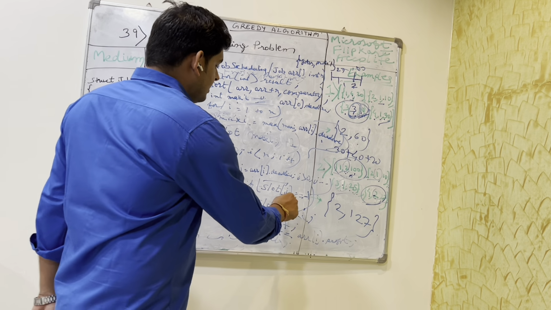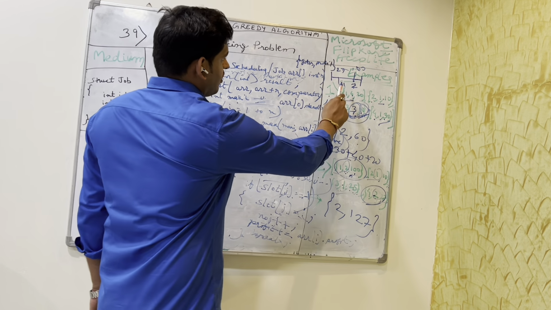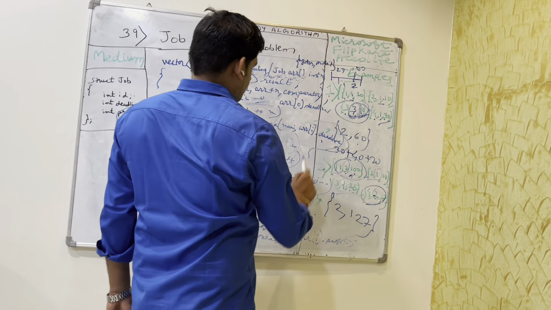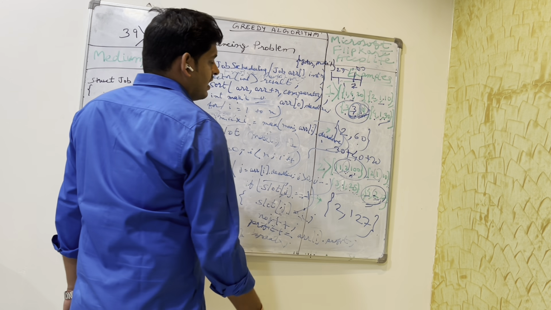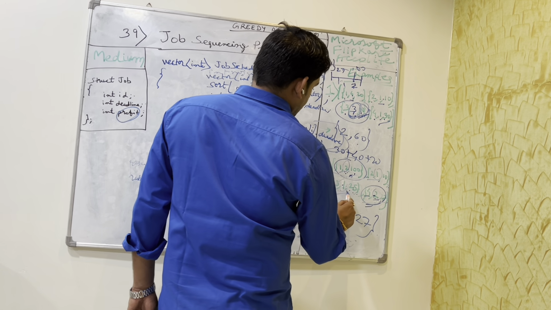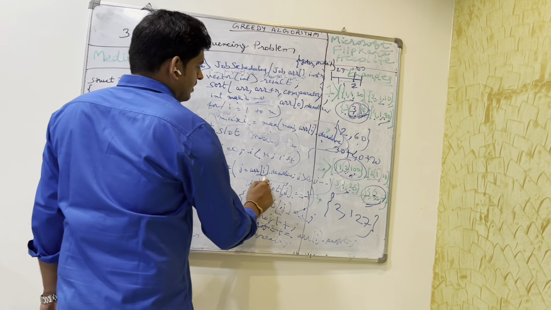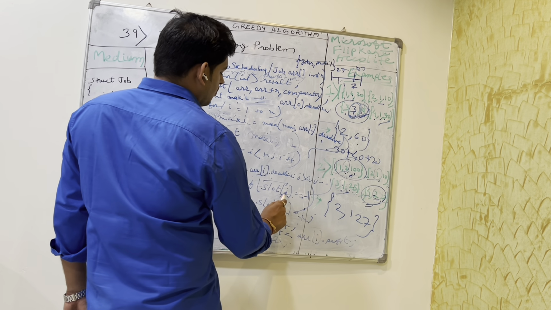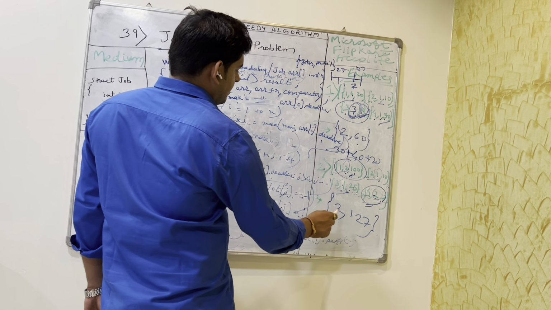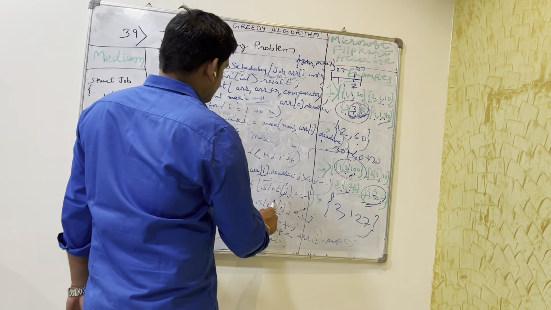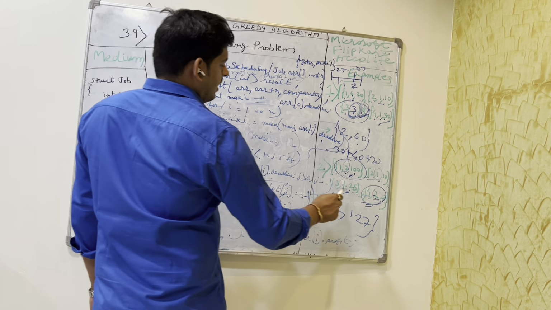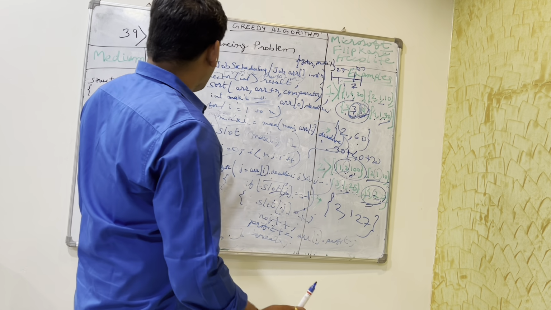Then what do we do? We decrease j, and we see the first slot is not occupied when j becomes 1, and then we give slot 1 its ID, increase the number of jobs, add its profit and break. Now when we come to this one, the deadline is 1, so slot 1 is already occupied by this job, so we can't do anything. The same for this one also, it is already occupied, so our answer will be 2 and 127.